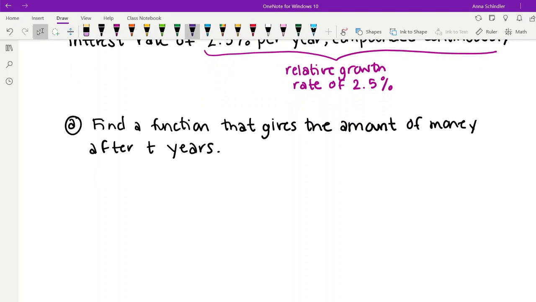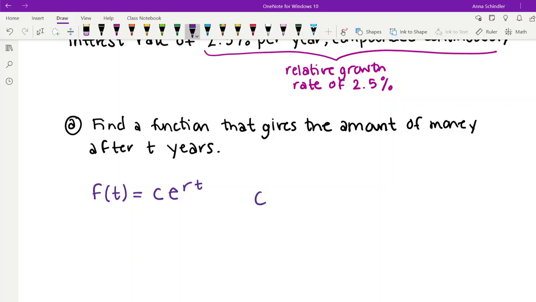Okay, so how do we go about doing this? Well, we want to use that same format we used in the last question, right? We know that f of t is going to be equal to our initial amount times e raised to the relative growth rate, and then that's going to be multiplied with t.